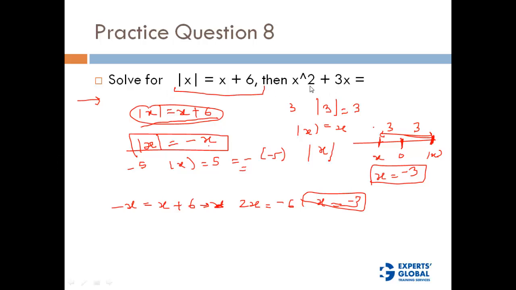And then what they are asking is this quantity, x square plus 3x. If x is equal to minus 3, x square is going to be 9, 3x is going to be minus 9, right? So this quantity is going to be 0. So the answer to this question is 0.